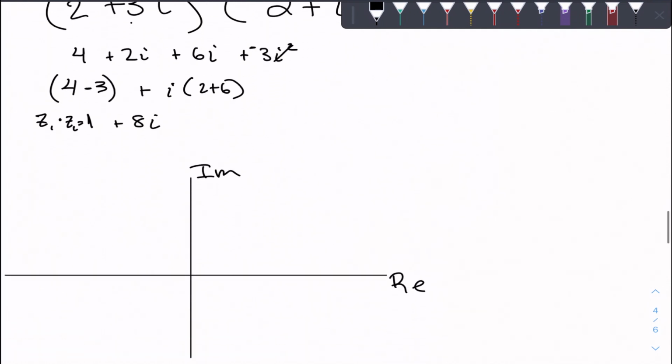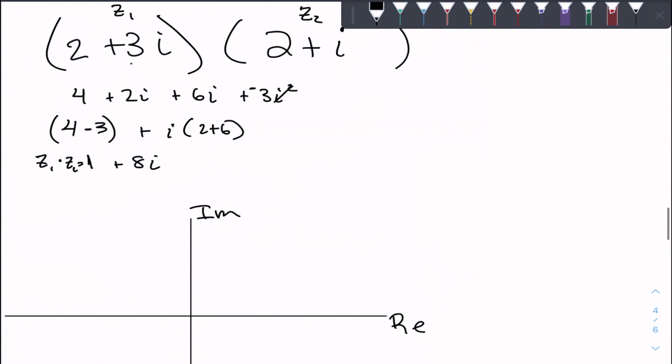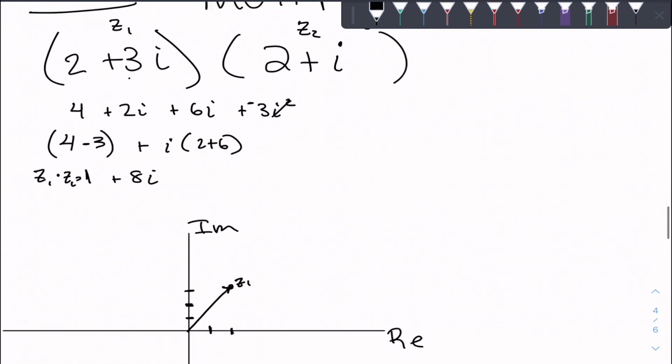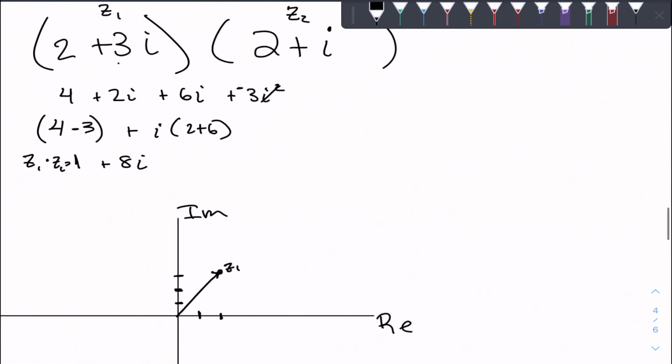Now let's take a look at what is happening on our Argand diagram. So our first number is 2 real, 3 imaginary. There's z1. And then 2 plus i is z2. And what we got as a result somehow turned into 1 plus 8i. 1, 2, 3, 4, 5, 6, 7, 8.